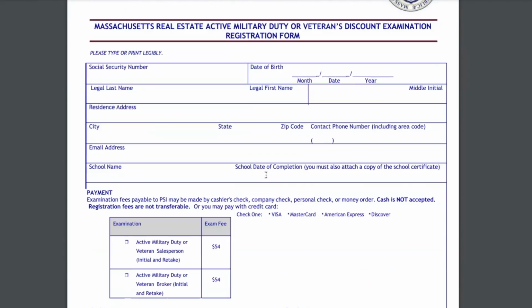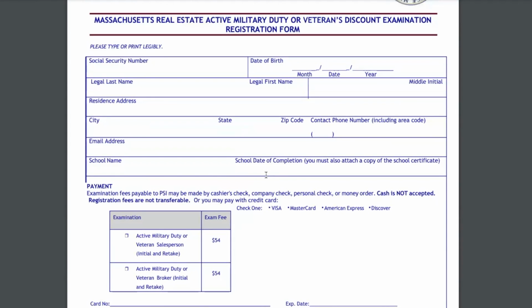And then this form here is for if you do qualify for the veterans discount. You just need to fill out this form and attach the DD 214 so you can get that $54 fee instead of the normal $85 for the salesperson or $1 or $6 for the brokers.